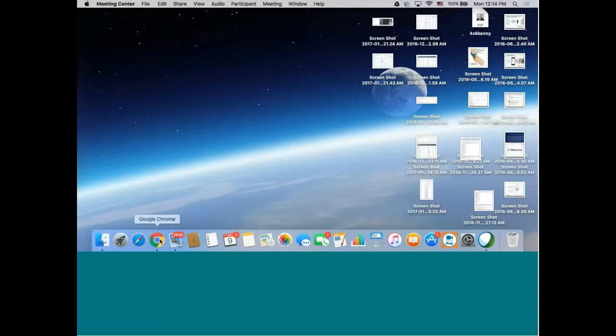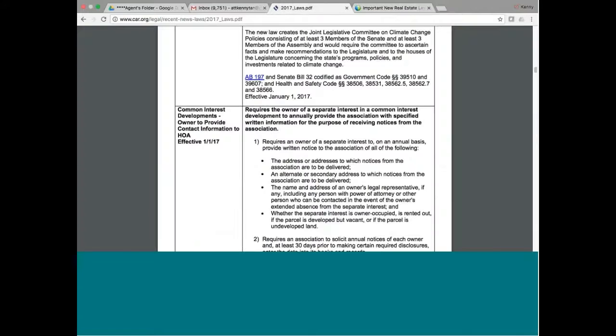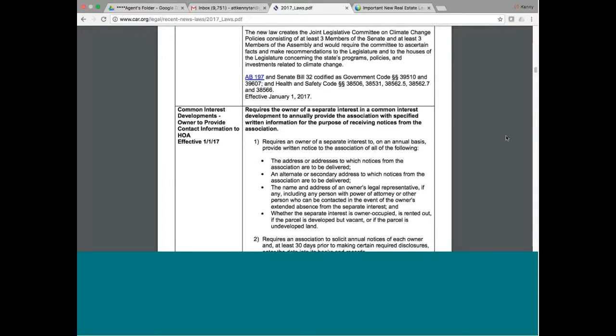It has quite a number of new laws that were passed and that pertain to us, but I'm only going to be covering the ones that are most important to us. So common interest development refers to condominiums and townhomes. This particular new law requires the owner of a condominium or townhouse in a common interest development to annually provide the association with specified written information for the purpose of receiving notices from the association.